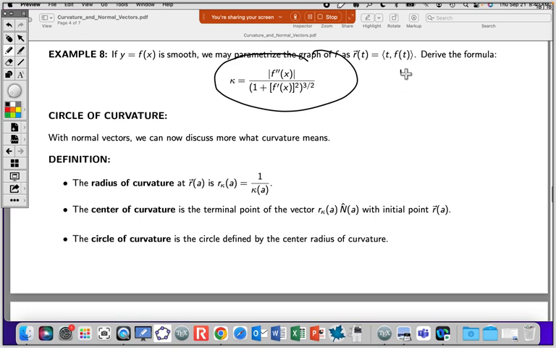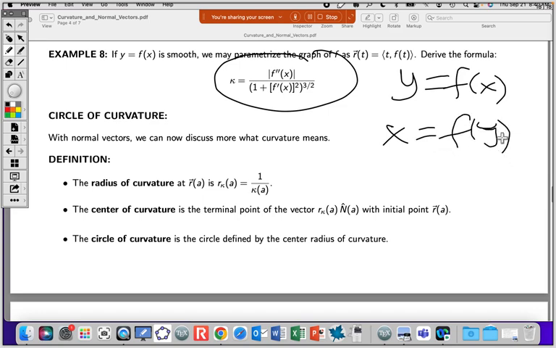Now, does it really matter if we have y as a function of x or if we have x as a function of y? Is that going to really matter here?